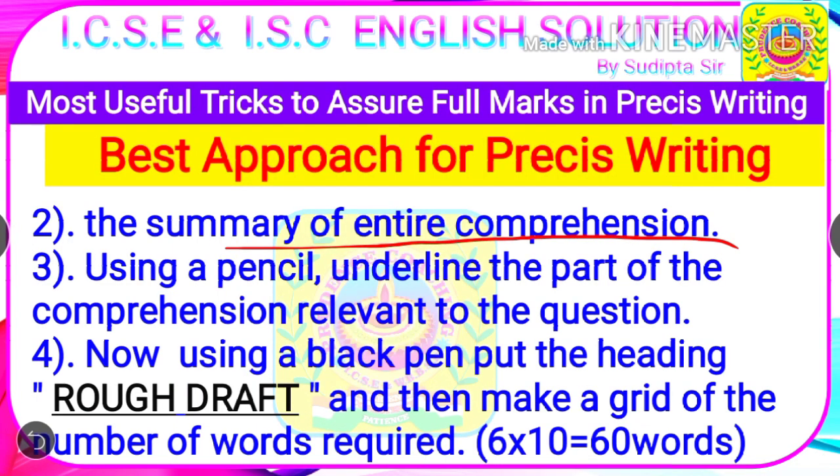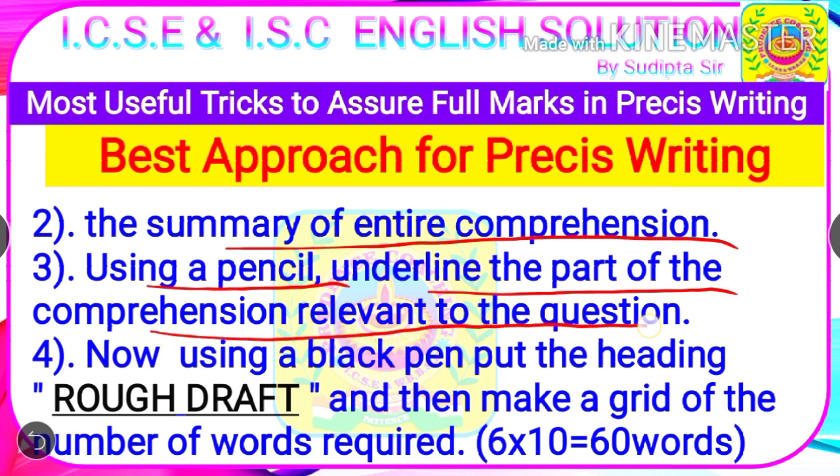Students, so the first step is that you must read the entire comprehension twice so that you can understand it better. Number 2 tells us that we should go through the question. As we understand the question regarding this Precis writing, it will be easier for us to sum up the points which will enable us to write an excellent Precis. Number 3, using a pencil, underline the part of the comprehension relevant to the question. Number 4, now using a black pen, put the heading rough draft.